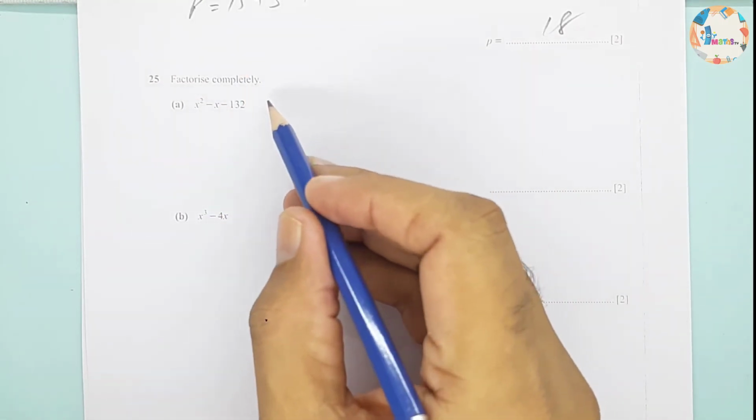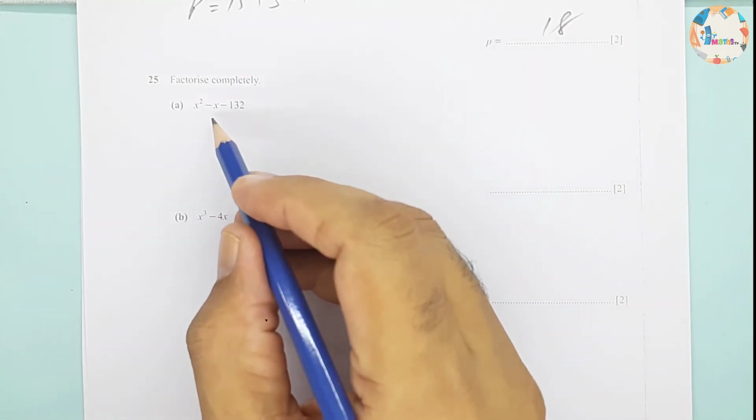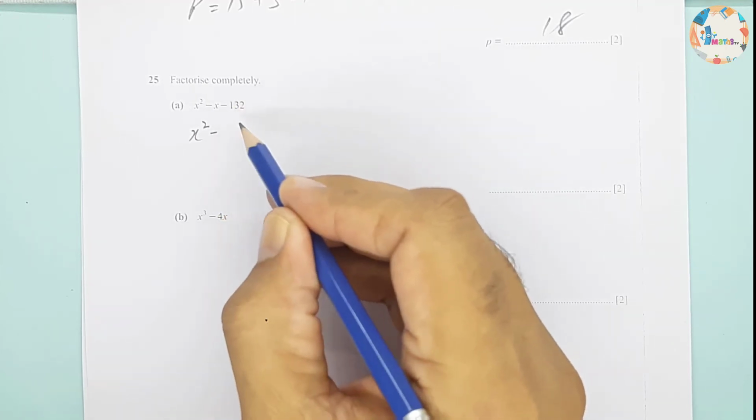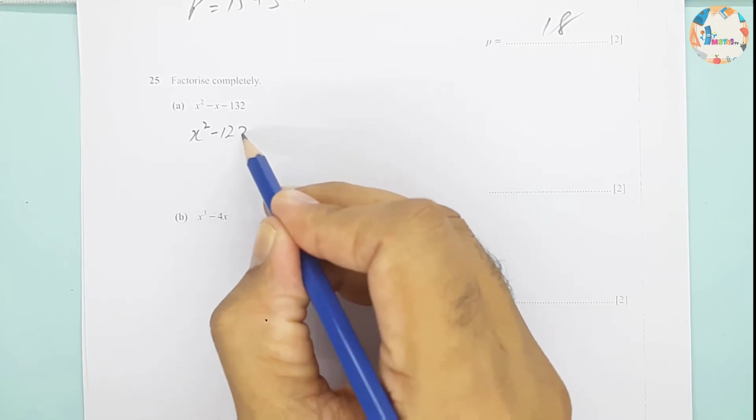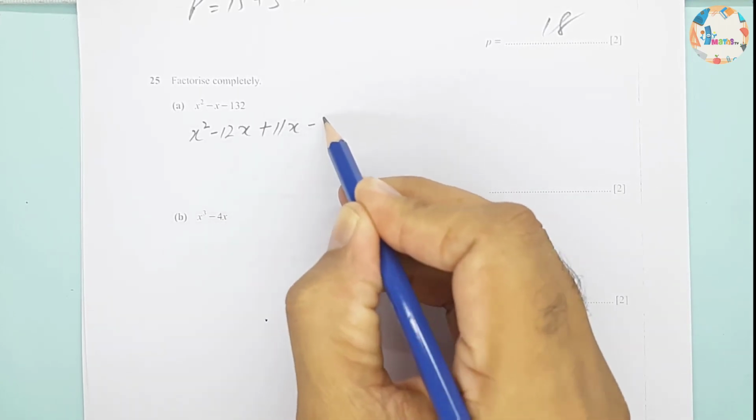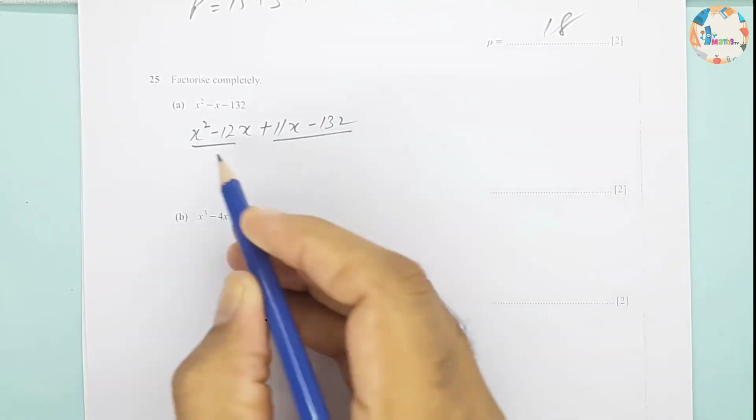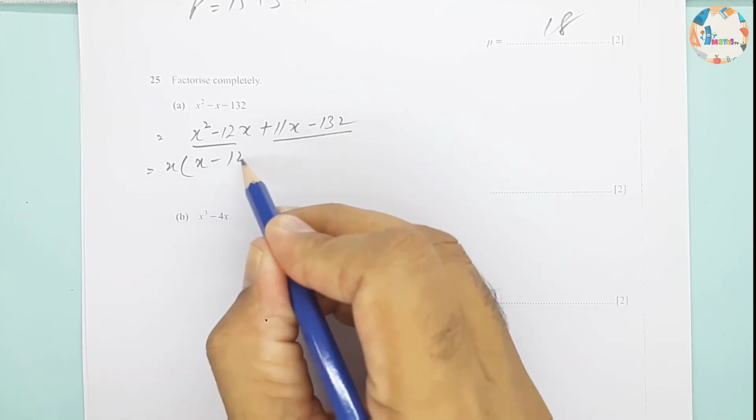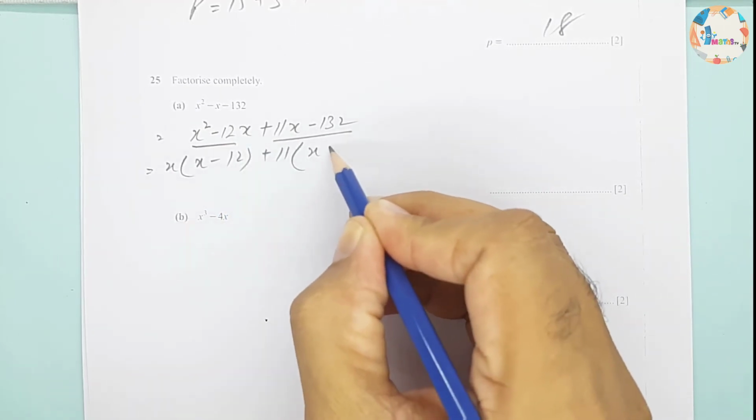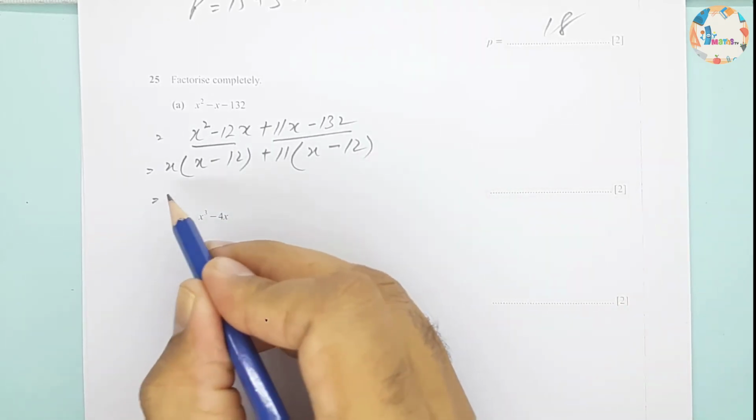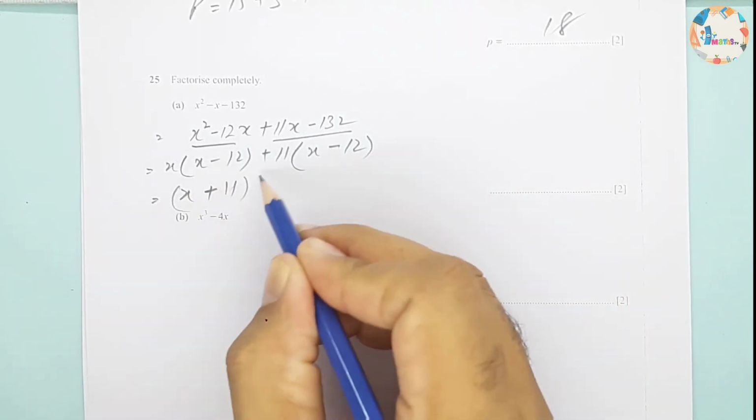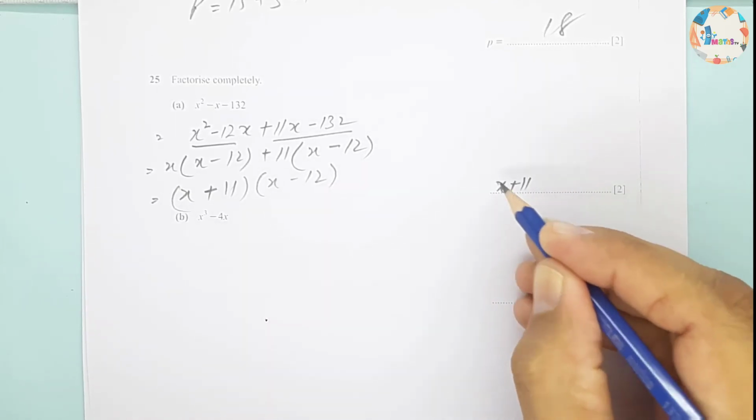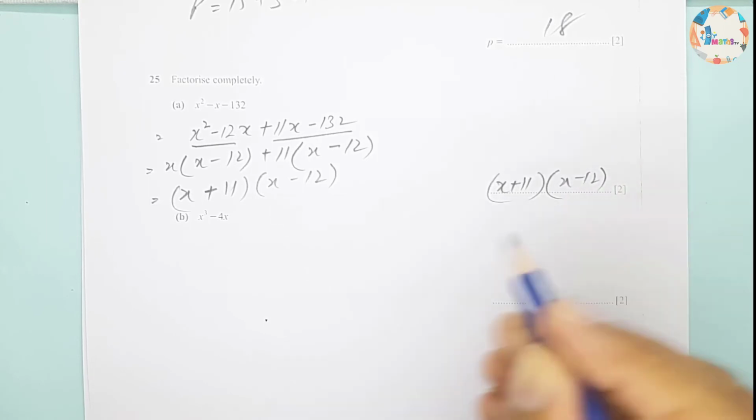So factorize completely. To factorize this one, x squared minus 132, we can make pairs: minus 12x and plus 11x minus 132. We can make these two pairs. Take x common from the first one, so it will be x minus 12, plus 11 we can take, so x minus 12, this will be the pair. So x plus 11 and x minus 12, this will be our answer. x plus 11 and x minus 12.